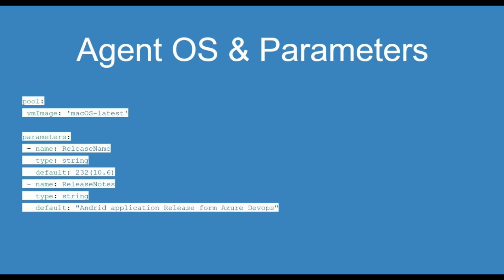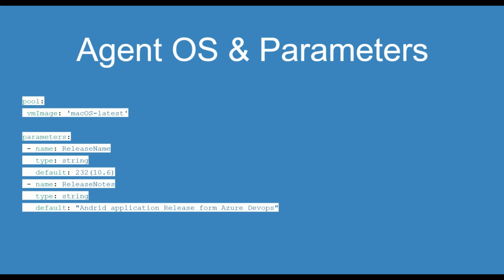Then the second configuration part is the agent OS and parameters. We are using the macOS agent for this CI/CD. Then we have some parameters. Parameters are like, we can accept inputs from the user at runtime when you start running the pipeline. There are two parameters, release name and release notes. In the release notes, you can mention what you are going to perform, or some kind of notes for your reference.